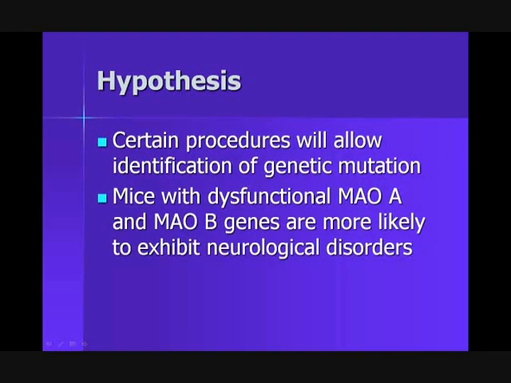Hypothesis. For this project, we have two hypotheses. First, we hypothesize that certain procedures will allow us to identify certain genetic mutations within the mice. And our second hypothesis is that we believe mice with dysfunctional MAOA and MAOB genes are more likely to exhibit neurological disorders than wild-type mice.